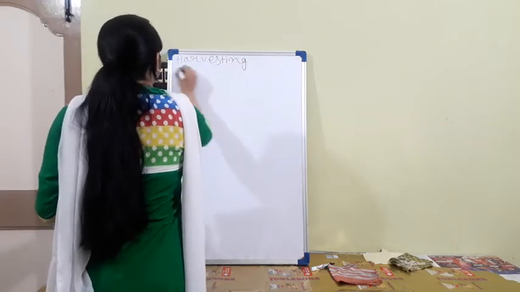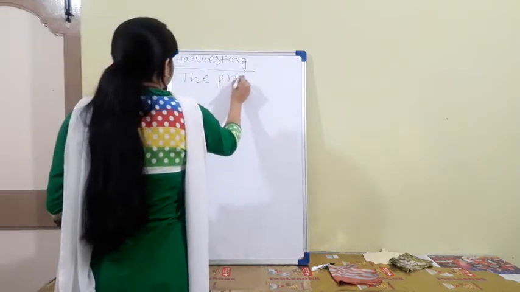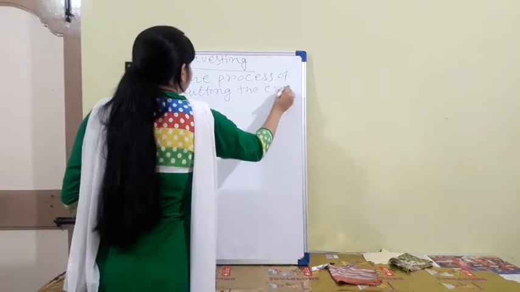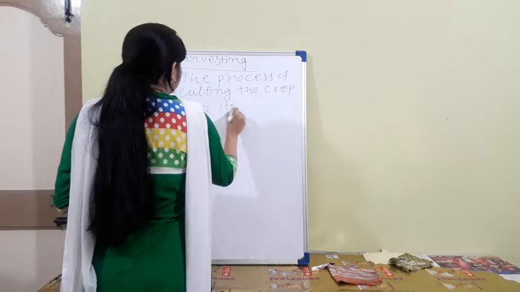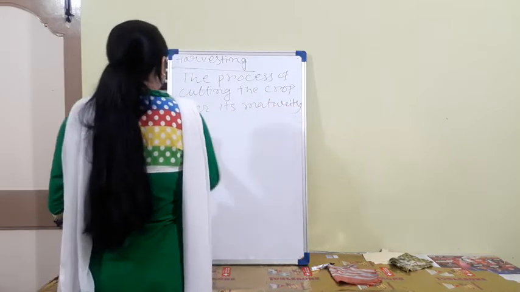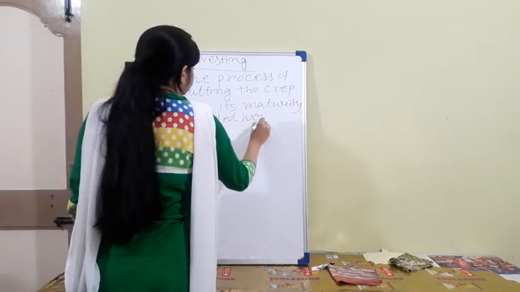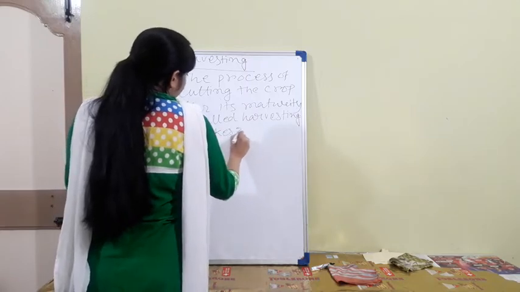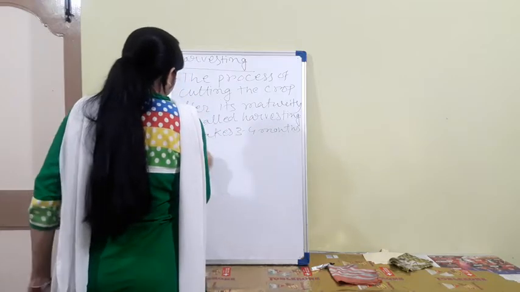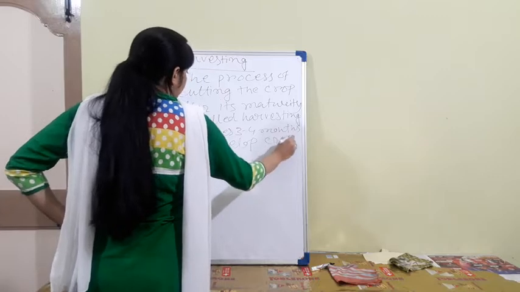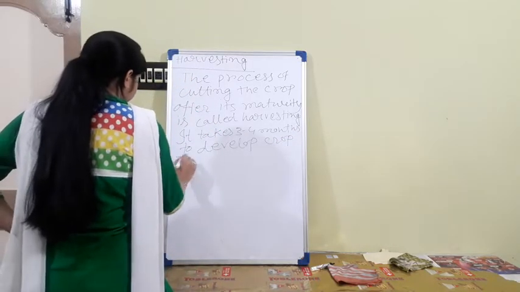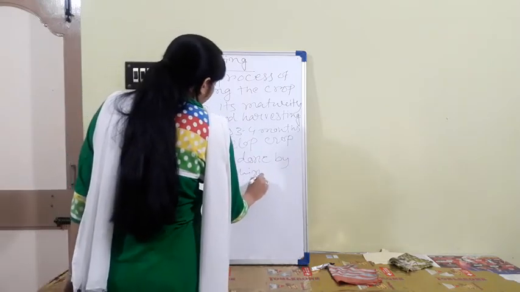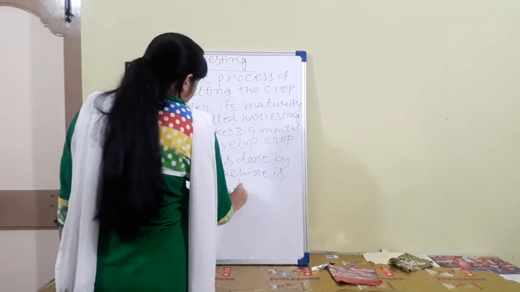Harvesting, the process of cutting the crop after its maturity is called harvesting. It takes 3 to 4 months to develop a crop, and this is done by a machine called a harvester.